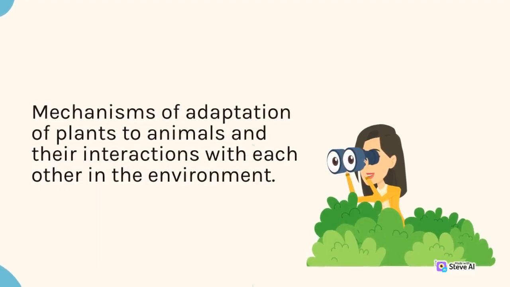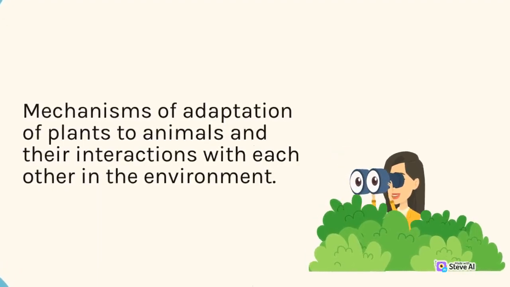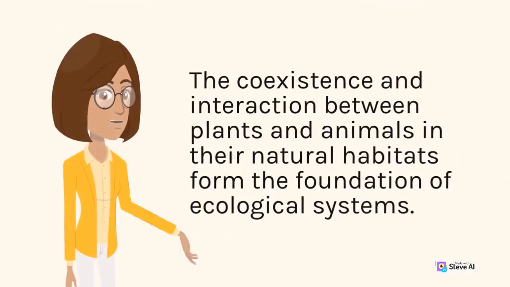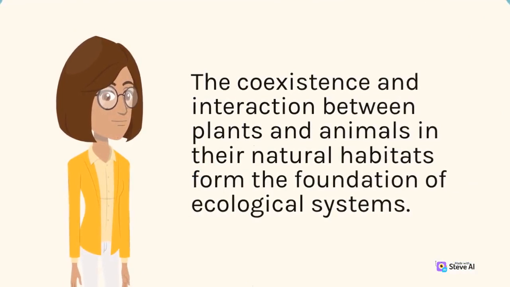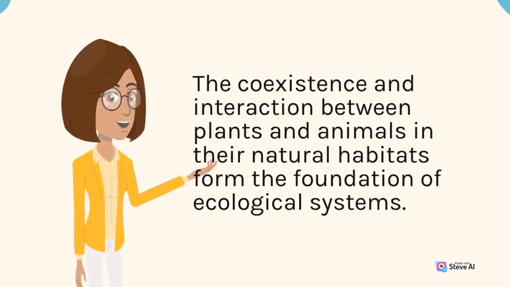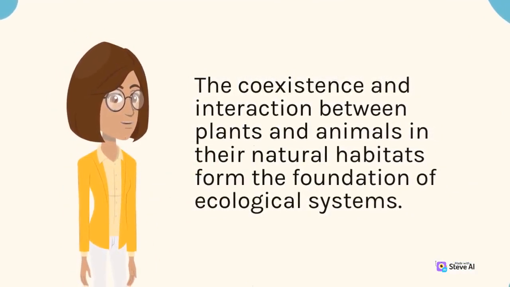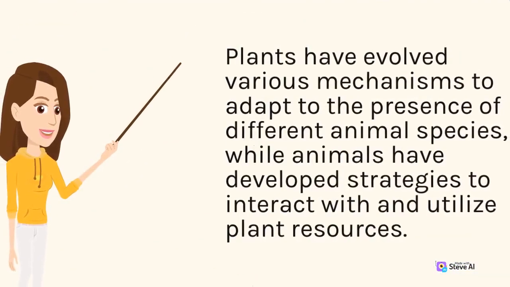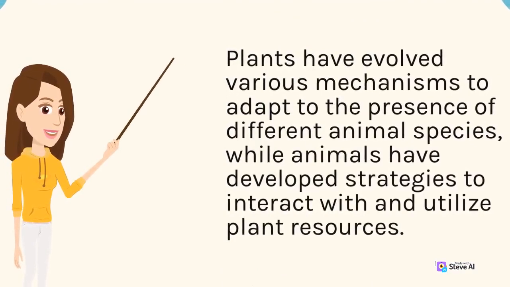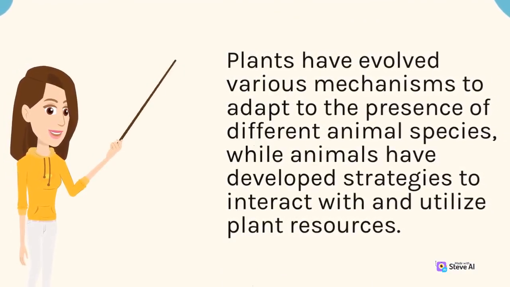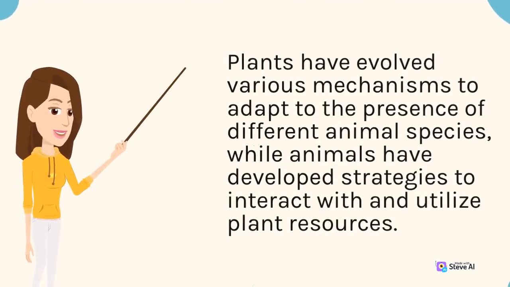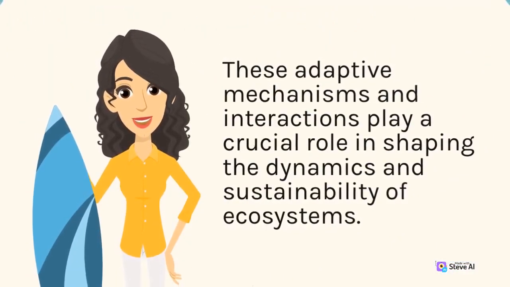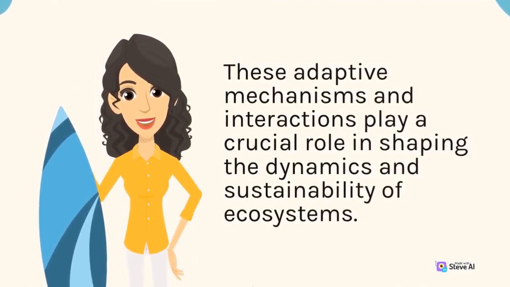Mechanisms of adaptation of plants to animals and their interactions with each other in the environment. The coexistence and interaction between plants and animals in their natural habitats form the foundation of ecological systems. Plants have evolved various mechanisms to adapt to the presence of different animal species, while animals have developed strategies to interact with and utilize plant resources. These adaptive mechanisms and interactions play a crucial role in shaping the dynamics and sustainability of ecosystems.